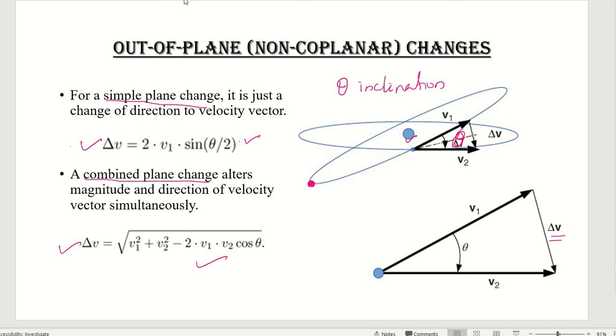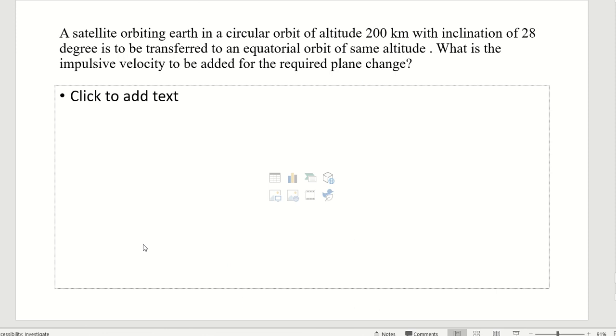So this is for simple plane change and this is for combined plane change. Just look at an example: a satellite orbiting Earth in a circular orbit, altitude 200 km with inclination 28 degree, is to be transferred to an equatorial orbit of the same altitude. What is the impulsive velocity to be added for the required plane change? That's our question. So from the question we can draw this figure.